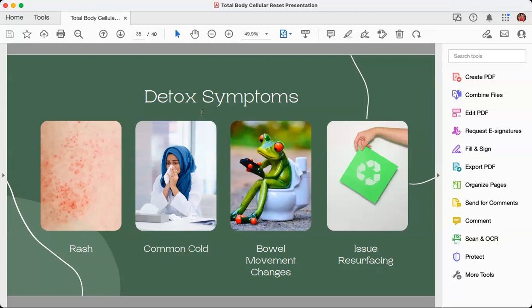So you might have bowel movement changes, diarrhea, constipation, different quality, different colors, different textures. Anything could happen. If you haven't been paying attention to your poop, now might be a time to start doing that, because if you're detoxing too much too fast, it'll show through your bowels. Or you might have an issue resurface. Like I mentioned, if you struggled with acne, that might come back.